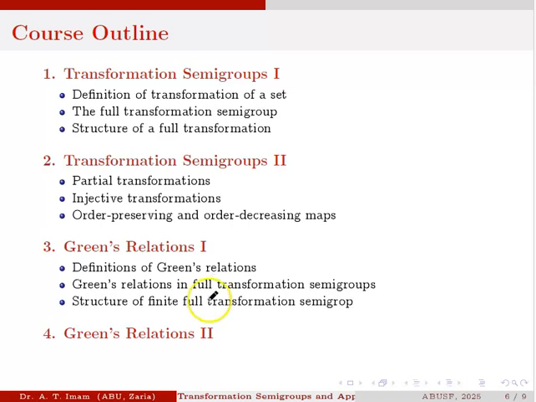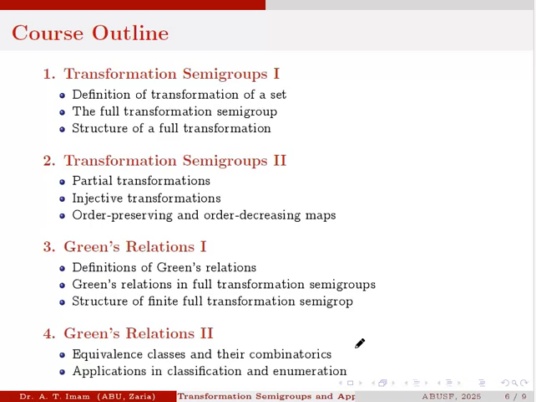And then the fourth chapter, which will continue the discussion on Green's relation, will look at equivalence classes and their combinatorics, equivalence classes of the Green's equivalences, and then we'll also look at counting elements in the equivalence classes and the number of classes and so on and so forth. So we will also look at application in classification and enumeration.